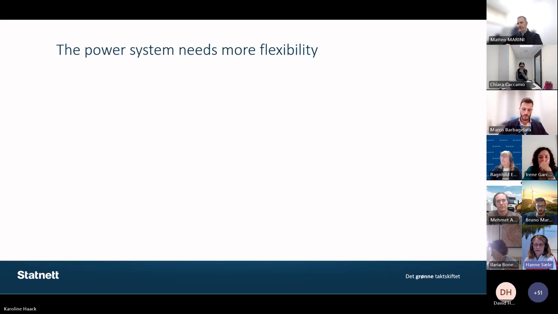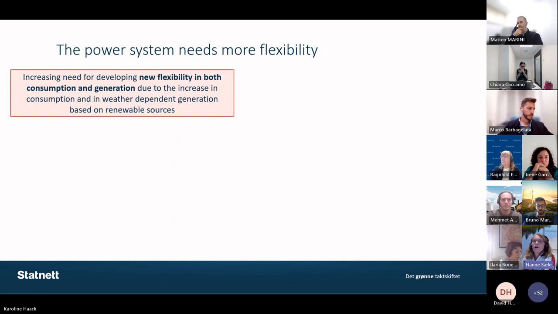We have a large focus on flexibility and the need for flexibility in the power system. We also want to include more stakeholders contributing with flexibility, because in the Norwegian power system, there is already flexibility available from large hydropower plants and also large industrial customers. But we see that we also need flexibility from new stakeholders. We have recently published a report on flexibility, which is in Norwegian, but the main topic from that report is translated to English in this presentation.